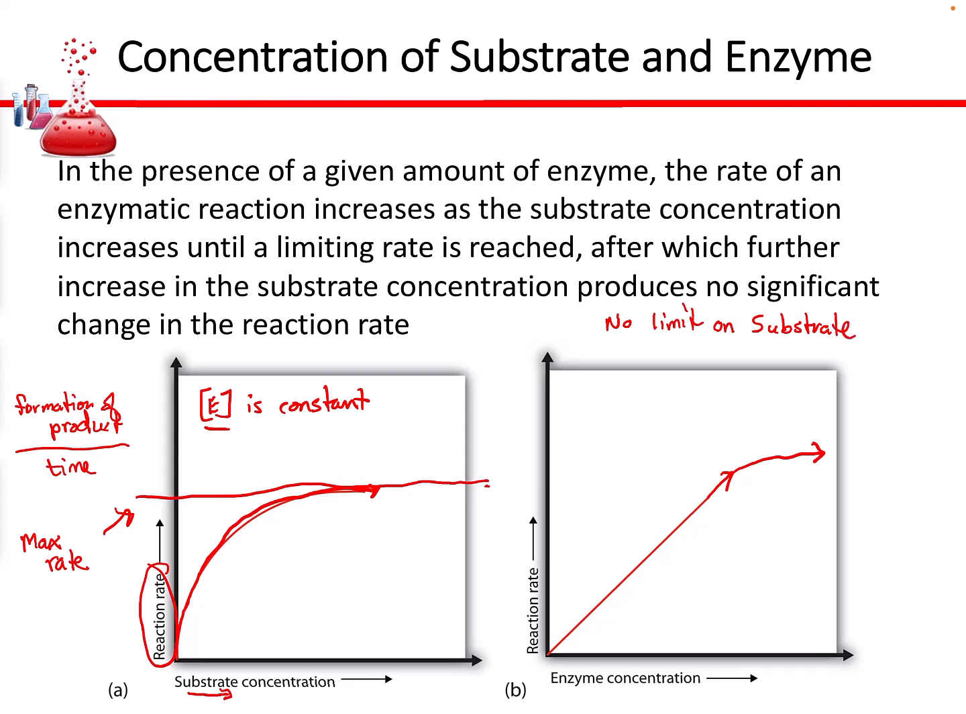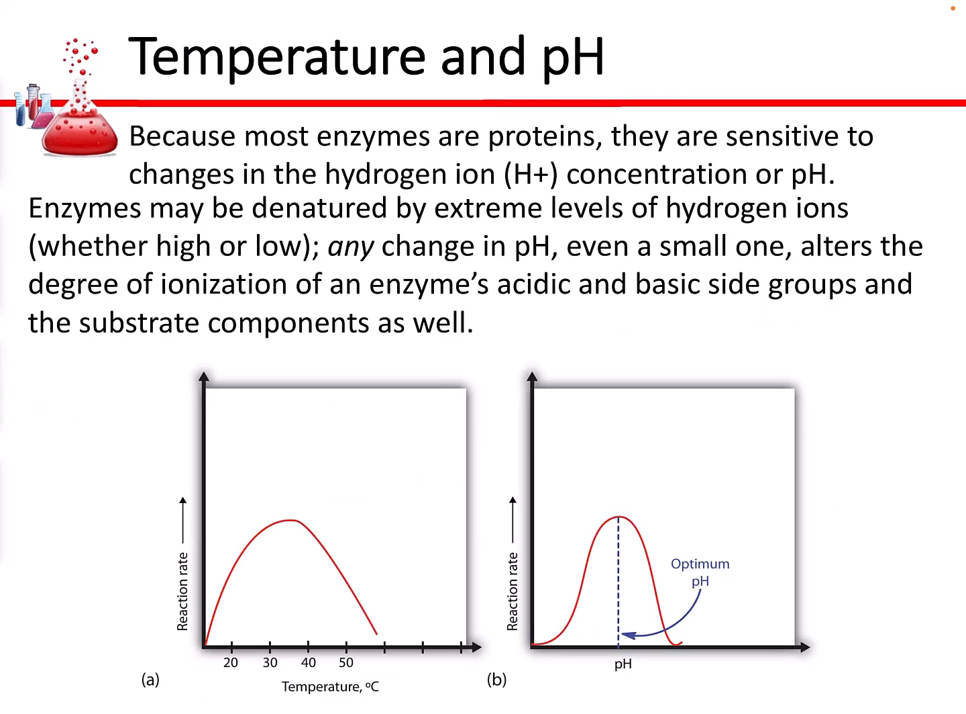Okay, so that's how things change with substrate concentration increasing versus enzyme concentration increasing. And in this one, there is no limit on the substrate. Okay, so you can change the enzyme concentration, you can change the substrate concentration, and we've seen how those affect reaction rates.